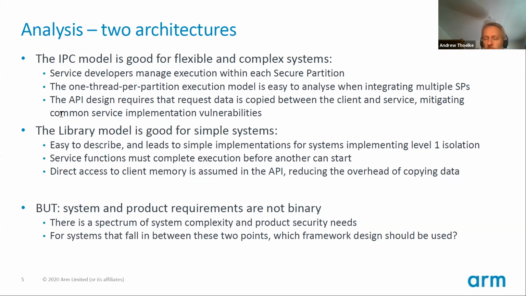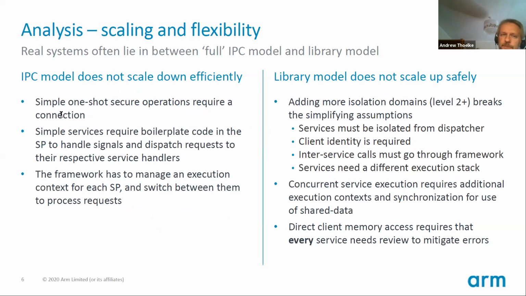Can you make the IPC model a bit more efficient? Or can you make the library model scale to concurrent execution or possibly higher levels of isolation? And that's, at the moment, not very easy. So the IPC model doesn't scale down very efficiently. So specific examples, if you have a one-shot secure operation, you need a connection. So you need to store it somewhere, or you need to allocate it temporarily. And that costs you memory footprint or performance or an abstraction challenge when you're trying to stash the handle.